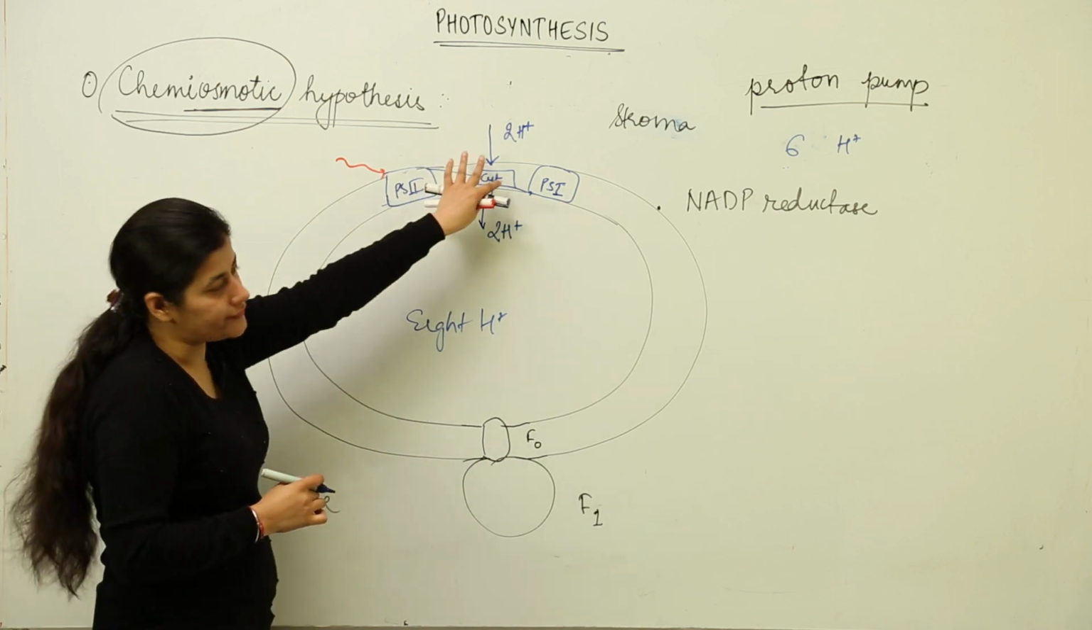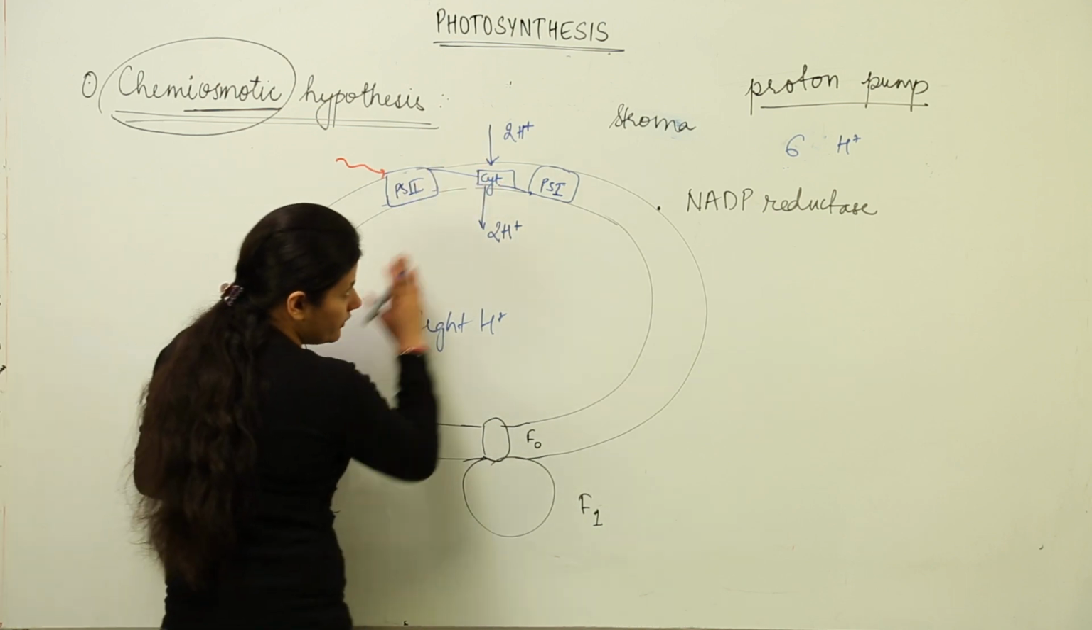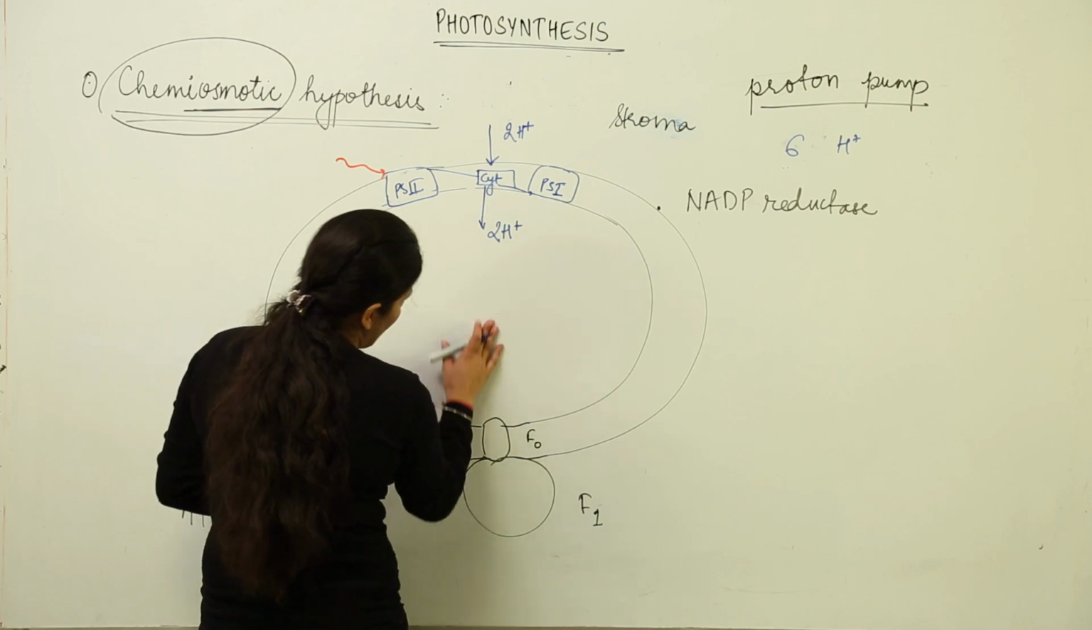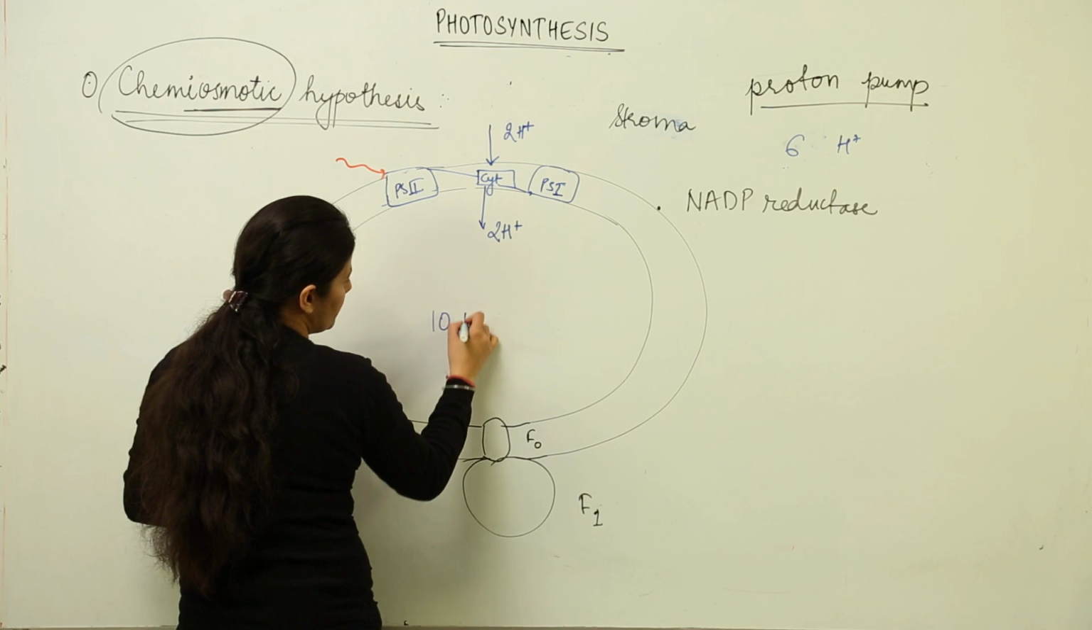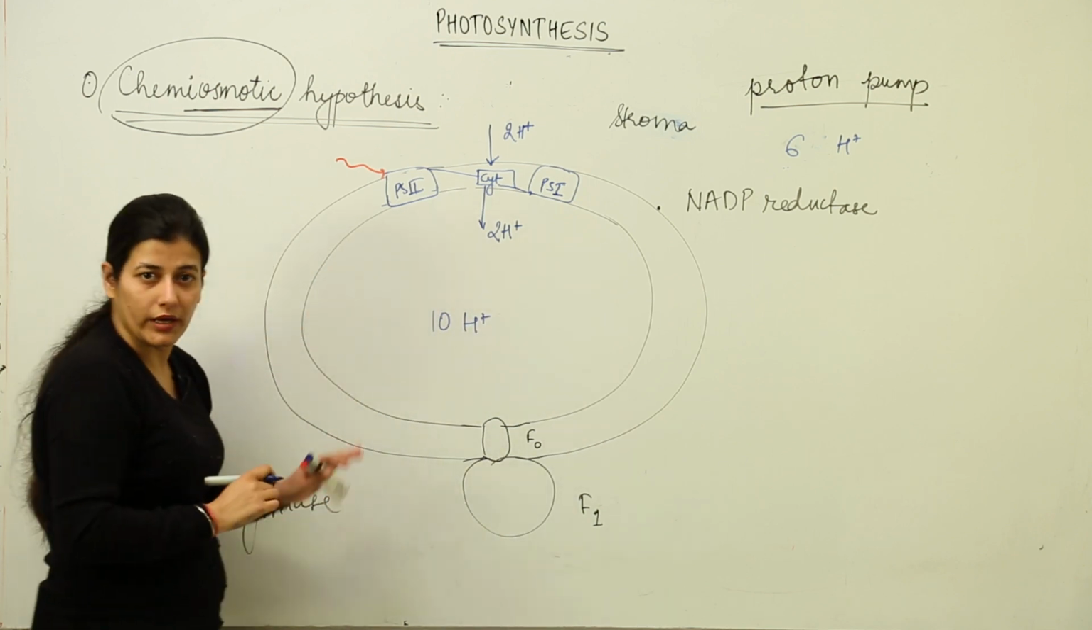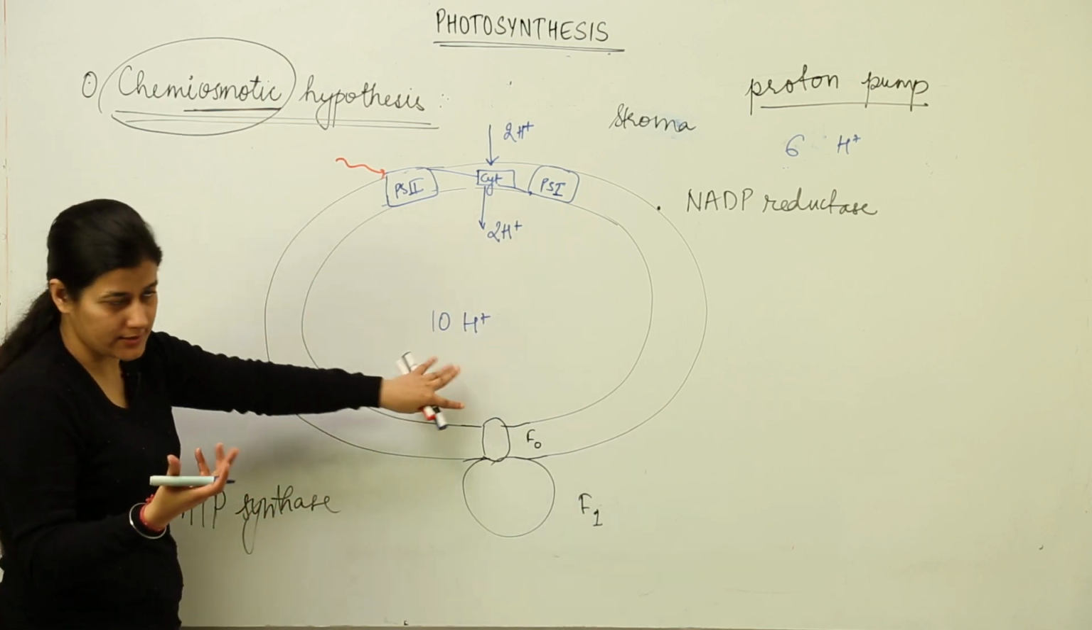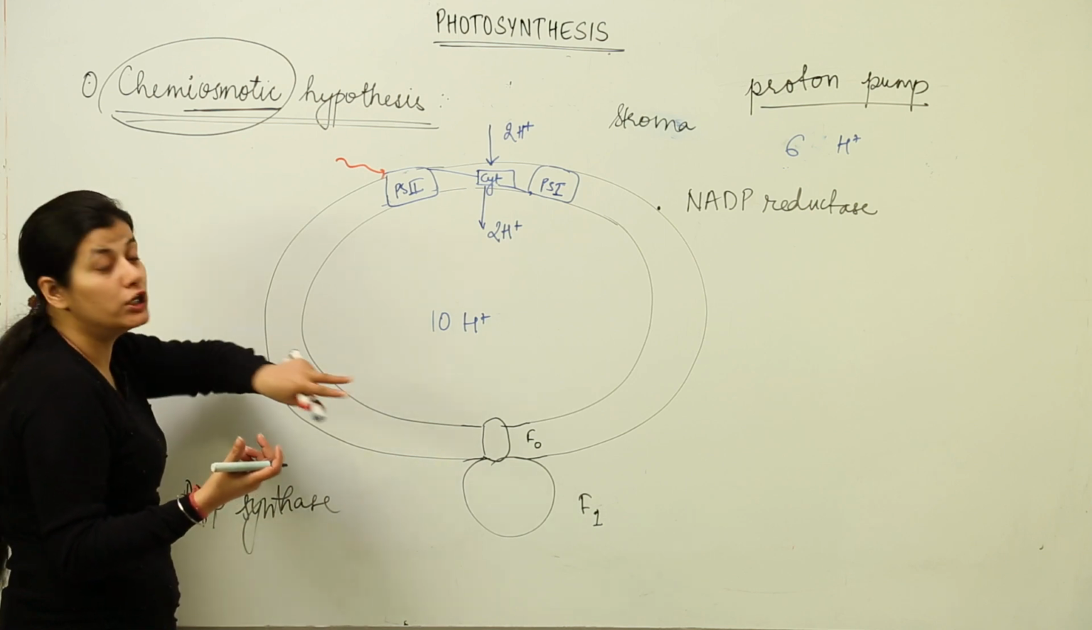Okay, after this step what has happened? There we have got 6 protons, and over here by addition of 2, those 2 have come inside, it becomes 10 protons present. Okay, there is a change, an increase of protons inside the lumen.